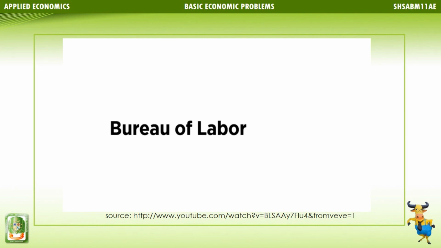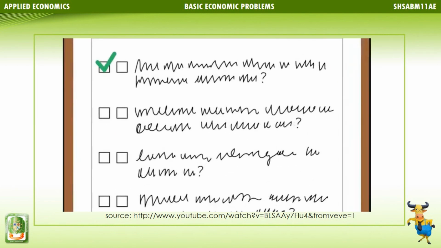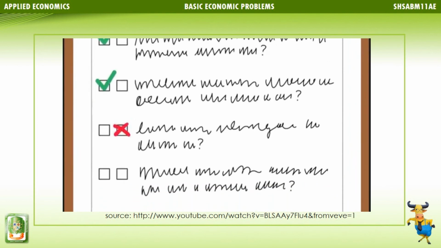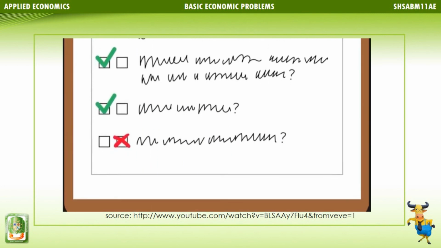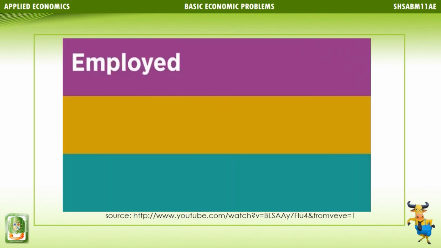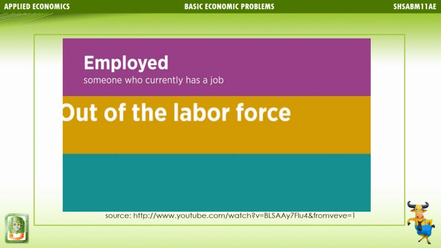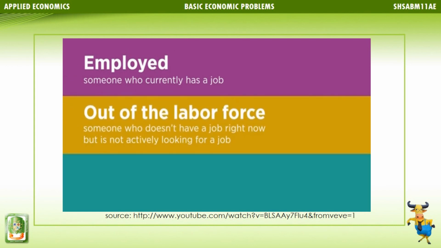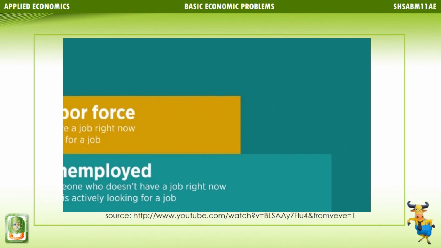Each month, the Bureau of Labor Statistics, or BLS, polls people who are at least 16 years old about their employment status during that month. The BLS uses the respondents' answers to divide people into three categories. Employed, someone who currently has a job. Out of the labor force, someone who doesn't have a job right now but is not actively looking for a job. Or unemployed, someone who does not have a job right now and is actively looking for a job.